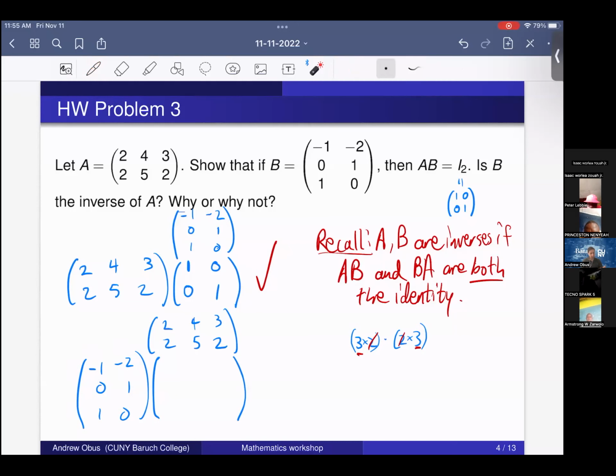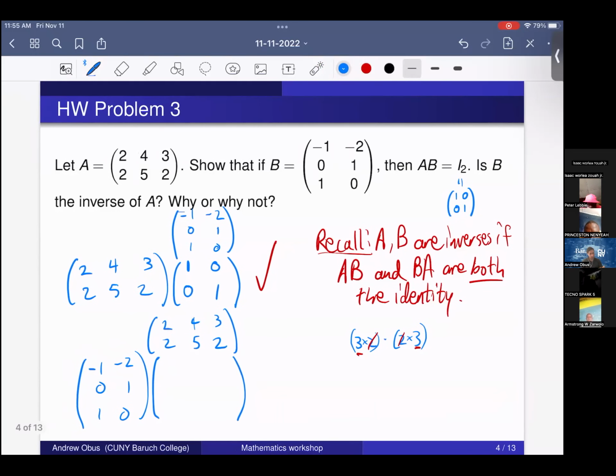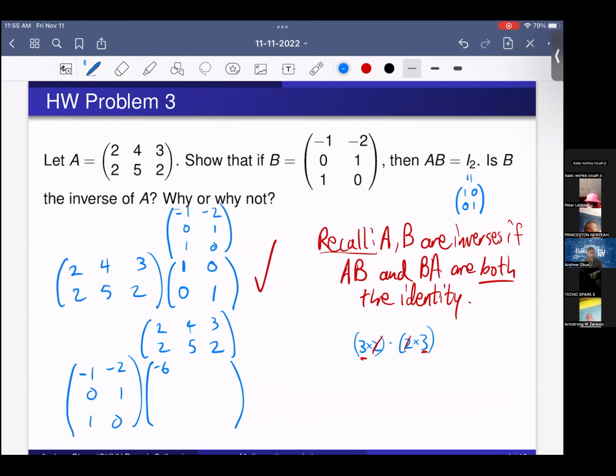And so how do we do this? Well, -1, -2, dot product 2, 2. So that's going to be, I'll just do this a little quickly. You can check it on your own. So that's -2 plus -4 is -6. Well, and so who knows? I don't even have to do the rest, right? I don't even need to calculate. This is certainly not going to be the identity because my first entry here is already -6.